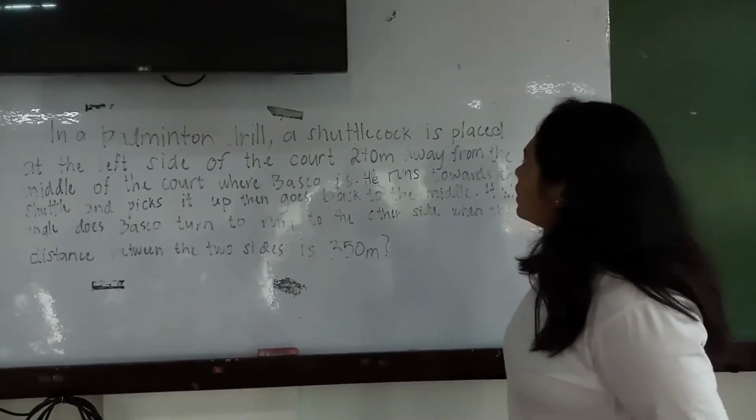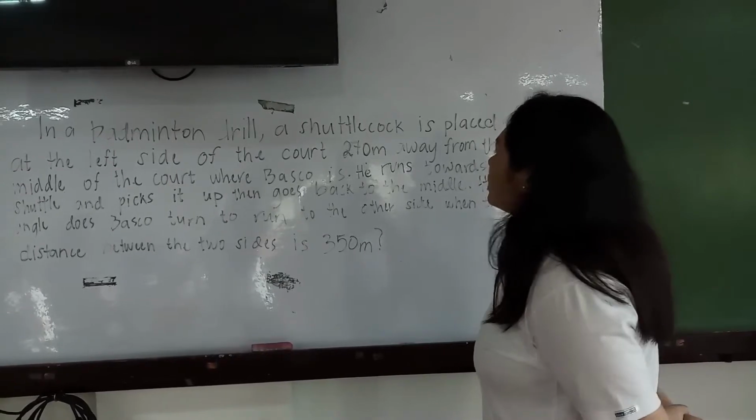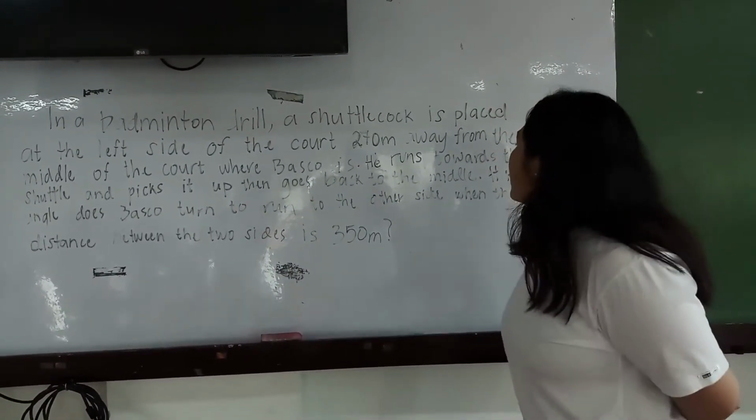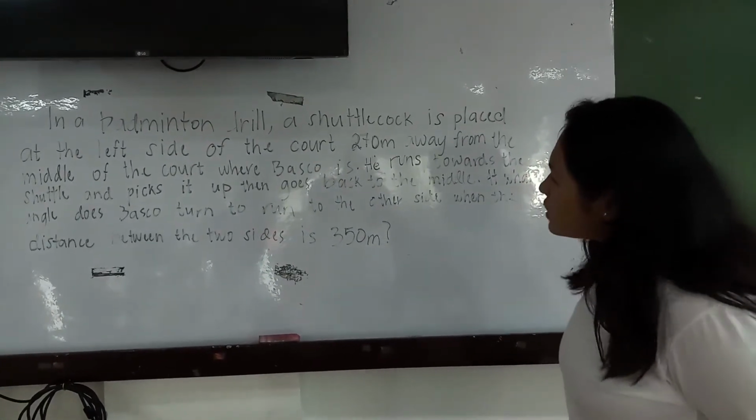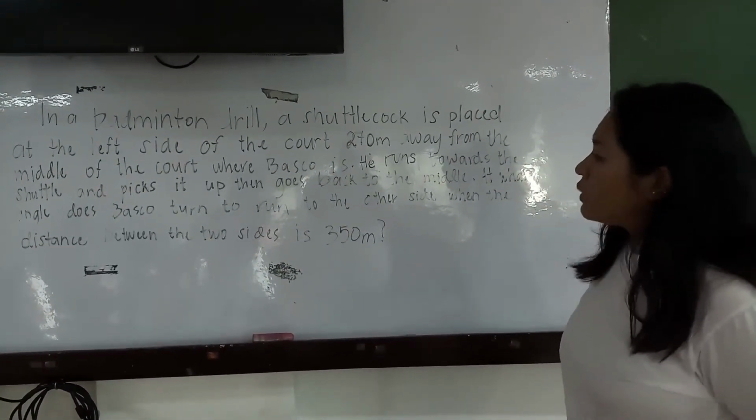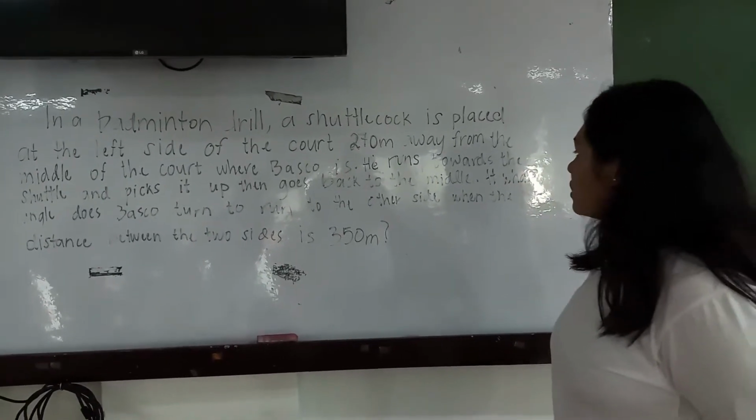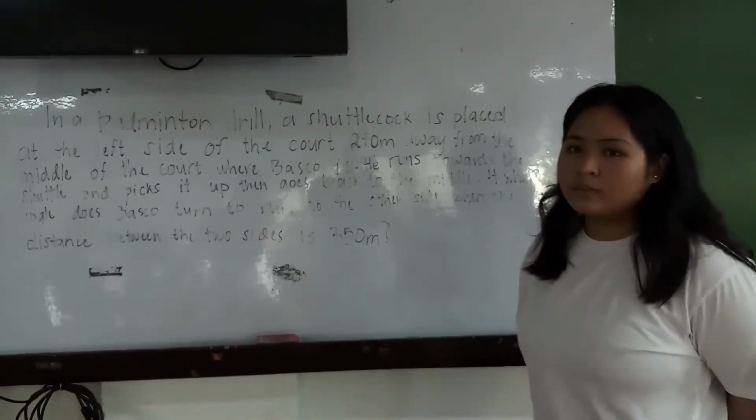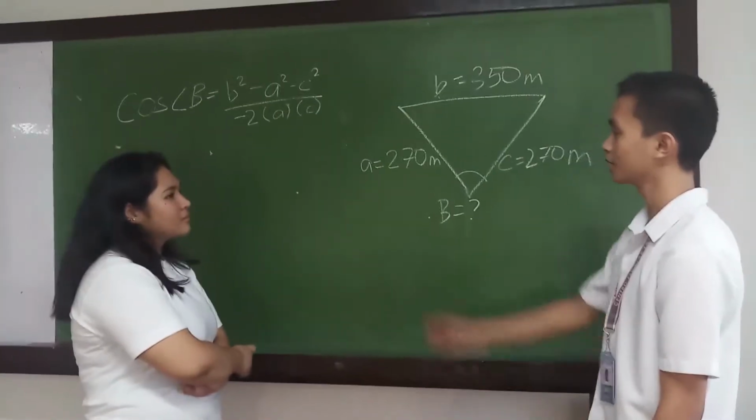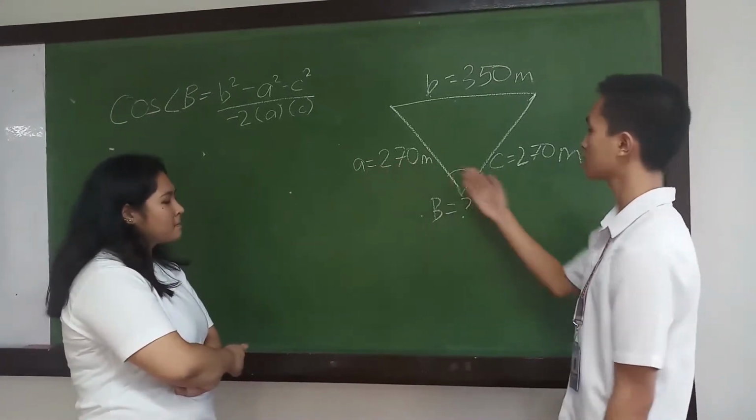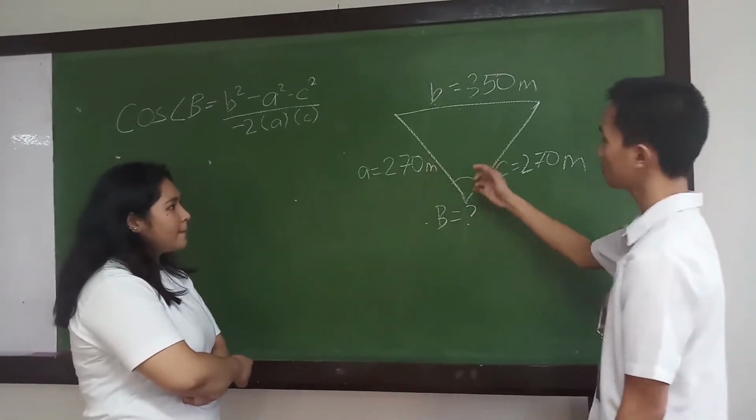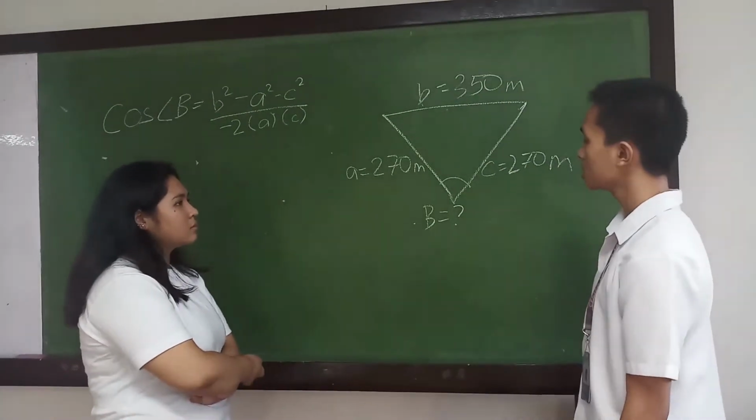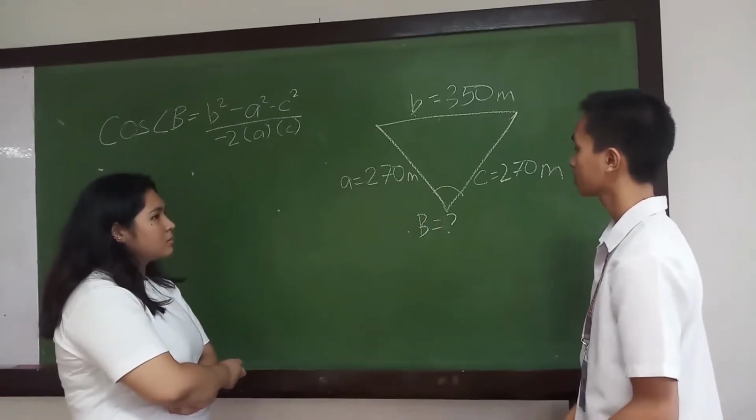In a badminton drill, a shuttlecock is placed at the left side of the court, 270 meters away from the middle of the court, where Basco is. He runs towards the shuttle and picks it up, then goes back to the middle. At what angle does Basco turn to run to the other side when the distance between the two sides is 350 meters? So the given in our solution is A and C have both the same values, which is 270 meters, and B is 350 meters. And the missing angle is B.